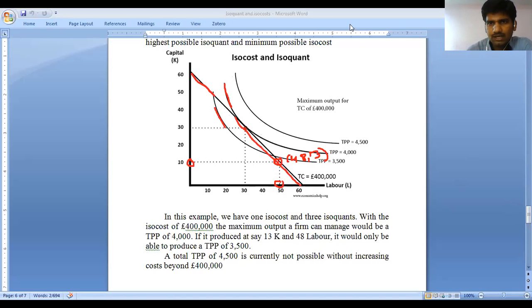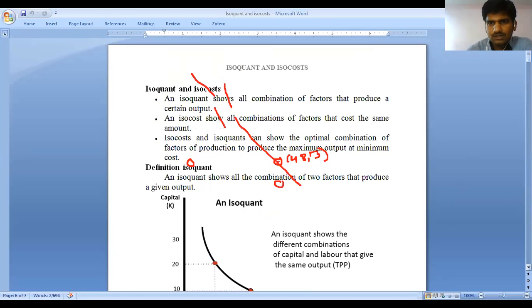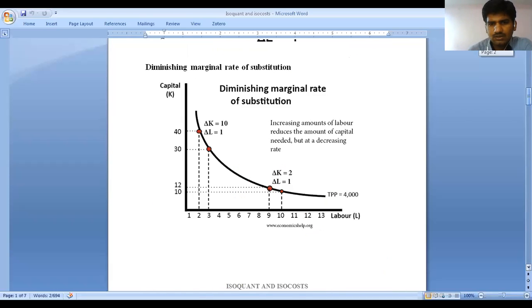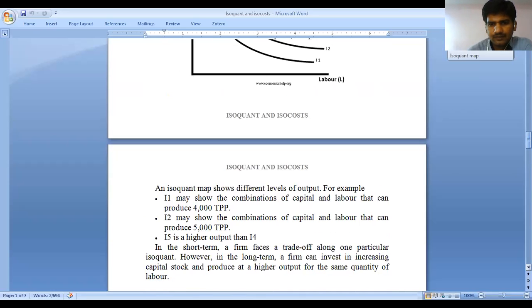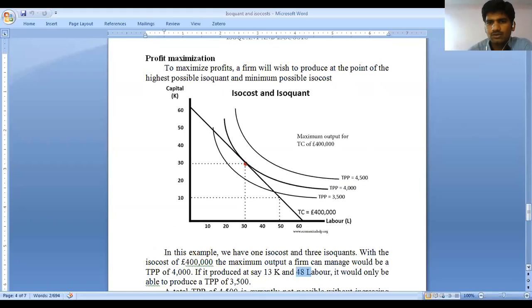Remember? Shall I show you once again? See here. This is ISO quant. See this one. This is the ISO quant. We draw curves between capital and labor. This is the ISO cost. We draw it profit-wise, that is money-wise. We draw a graph. So if we want to relate both in one place, that is about how to get the maximum.